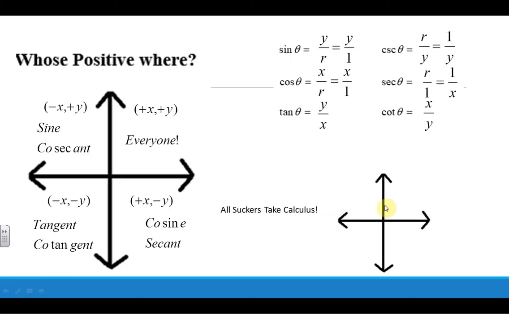I don't know. Oh, there they are. So there should be an A and then S, S, T, T, C. All suckers take calculus. All suckers take chemistry, whatever works for you. See, my math teacher's name was Tim Connolly, so he said all-star Tim Connolly.